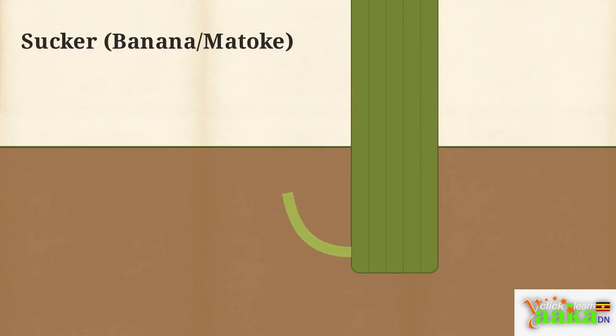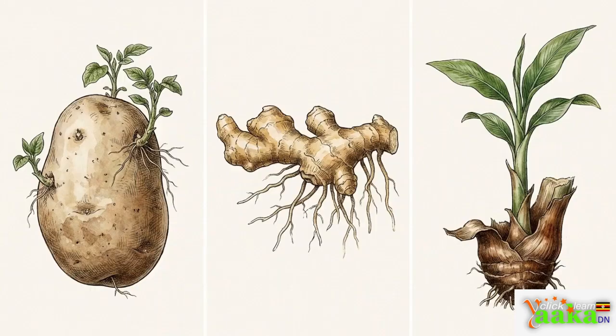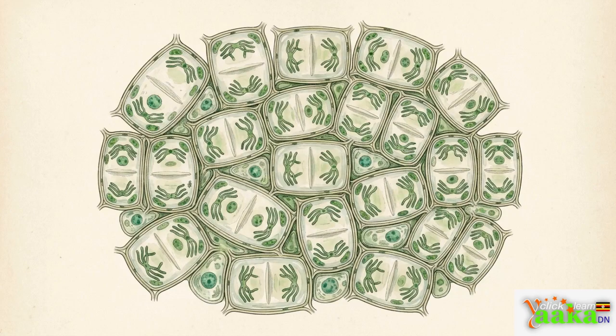Bananas and matoke use a different structure called a sucker. These are essentially basal branches that shoot up from the parent plant. As they push upward, they independently sprout their own root systems into the soil. Whether it is a tuber, a rhizome, or a sucker, these natural structures all serve the exact same biological purpose. They are highly adapted stems waiting to trigger local cell division.